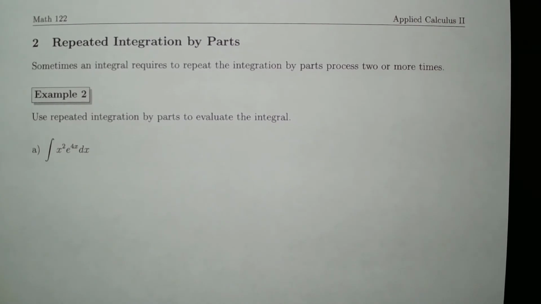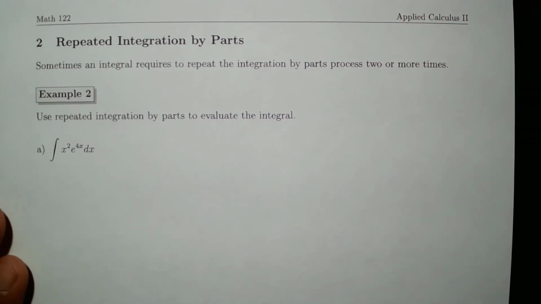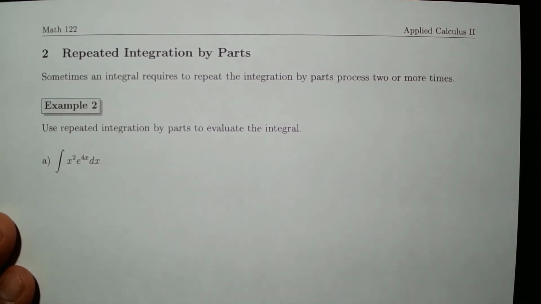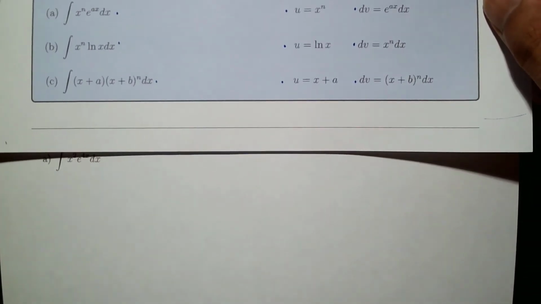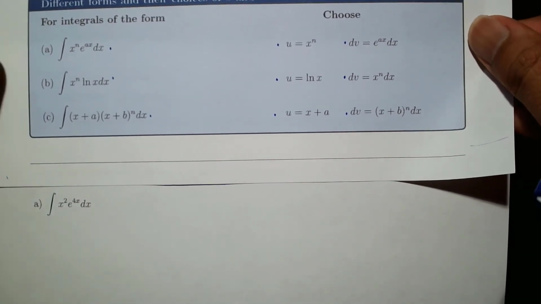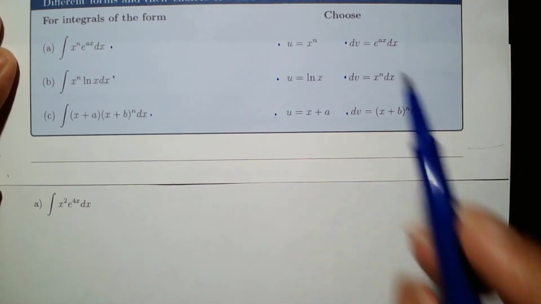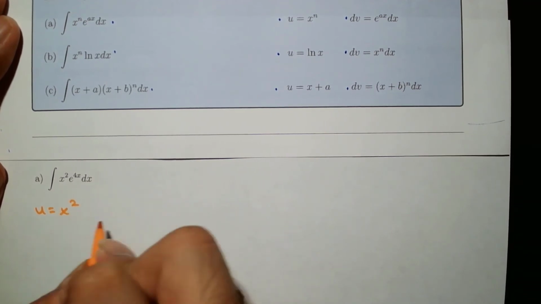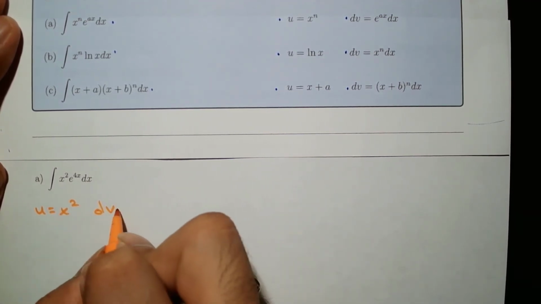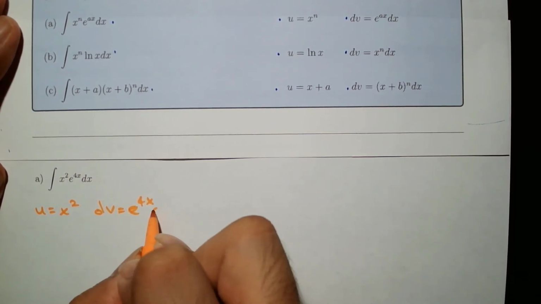Alright, what else can we do with integration by parts? So we can do repeated integration by parts. Sometimes it is necessary to iterate or reiterate the process of integration by parts. As we've seen before from the first page, okay, let me put it back again. So we have x to the n e to the ax, which matches the first form. So I'm going to let u equals x squared and dv to be e to the 4x dx.